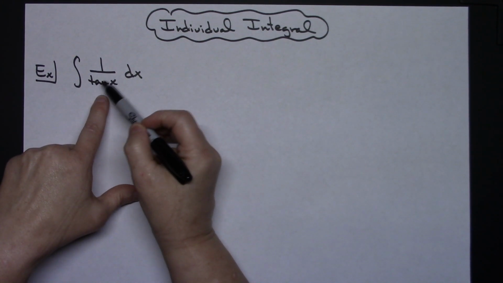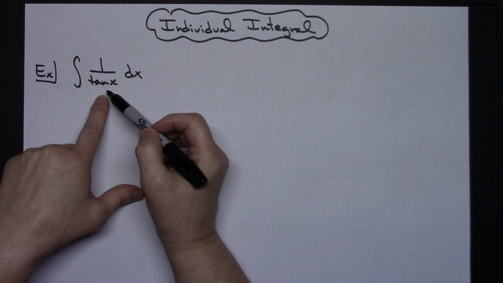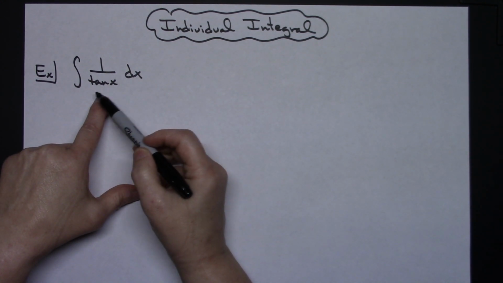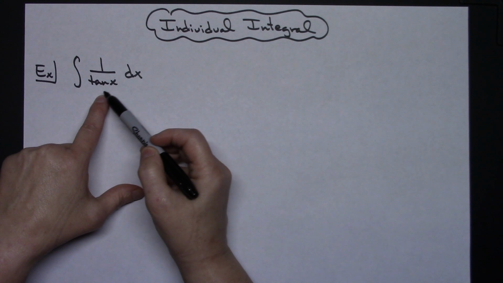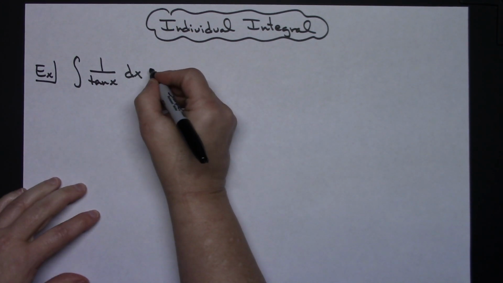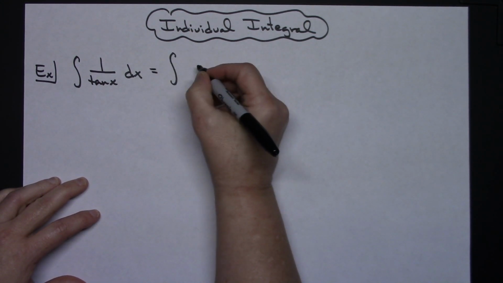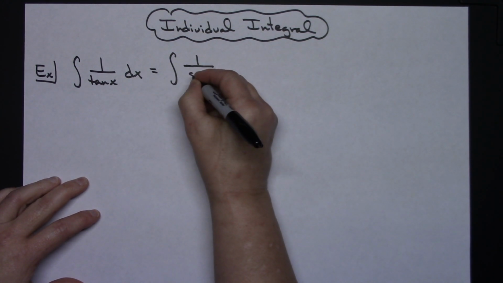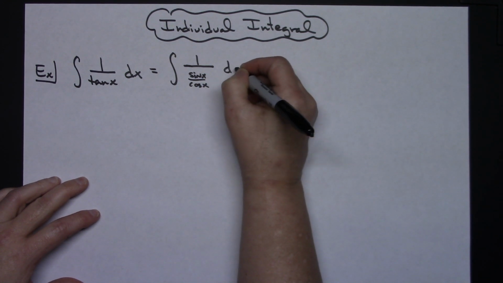Alright, so the first thing is to make sure you know all of your different trig identities so you can do lots of substitutions. Tangent is sine over cosine. So I'm going to make that first substitution before I do anything. So I'll have the integral of 1 over, replacing tangent with what it equals, a sine x over a cosine x, and then dx.